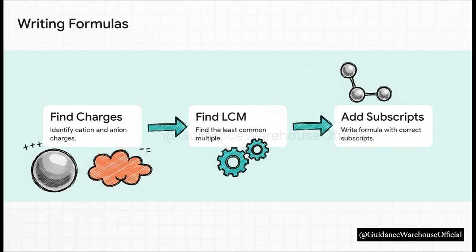Step 1. Identify the charges. For this, let's use aluminum, which forms a 3+ cation, and oxygen, which forms a 2- anion. Step 2. Find the least common multiple. We have to do this because neither charge is a perfect multiple of the other. The least common multiple of 3 and 2 is 6. And finally, step 3. Write the formula with the correct subscripts to hit that target number.